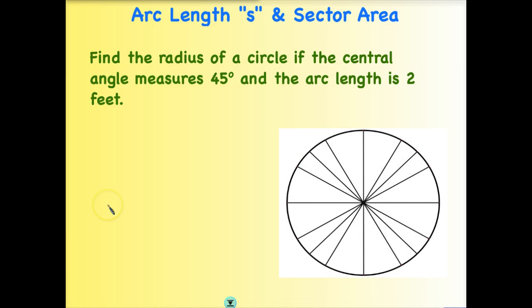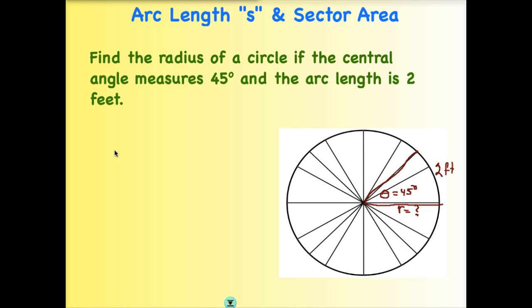Let's look at another example. In this example, we want to find the radius of a circle if the central angle measures 45 degrees. So in this case, we can draw that. Here's our central angle. And we don't have theta in radians yet, but we know that it is 45 degrees. And the arc length is 2 feet. So in this case, we're actually given the arc length, and we want to work backwards to figure out what our radius is. So take a minute and pause the video, see if you can determine what the radius is.